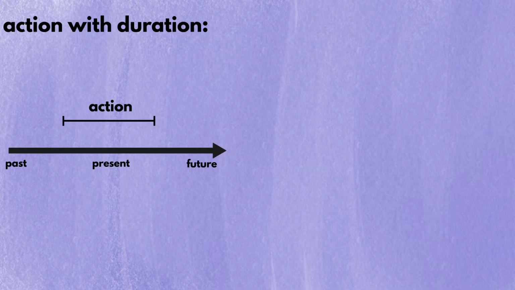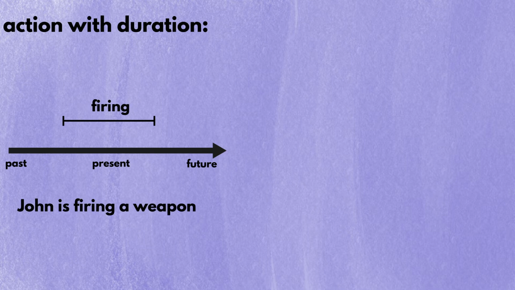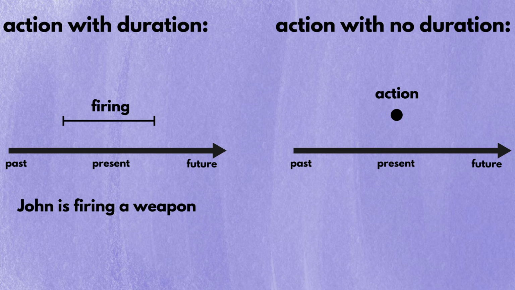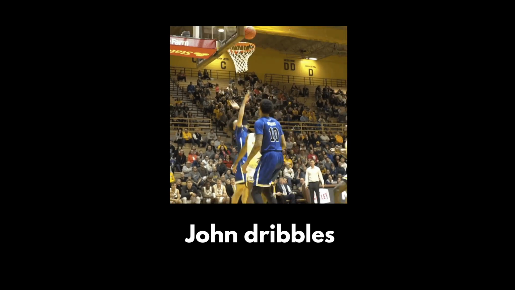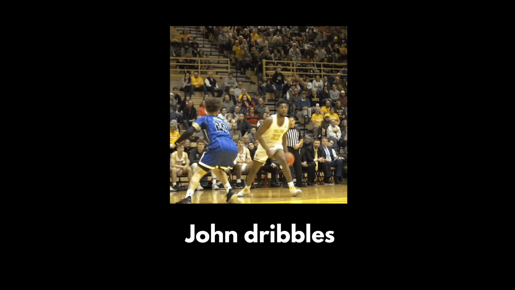Some say the difference lies in the duration of the action. If the action is long enough to establish some kind of duration, you say John is firing a weapon. And if the action is not long enough, you say John fires a weapon. However, you often see the simple present tense used with actions that have durations, as in John dribbles.